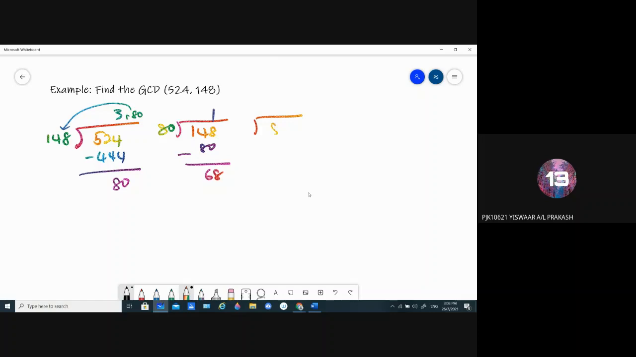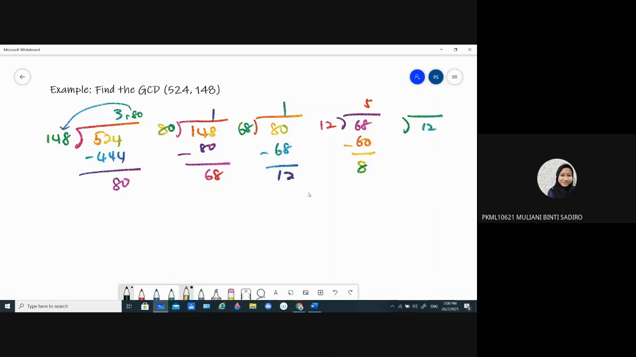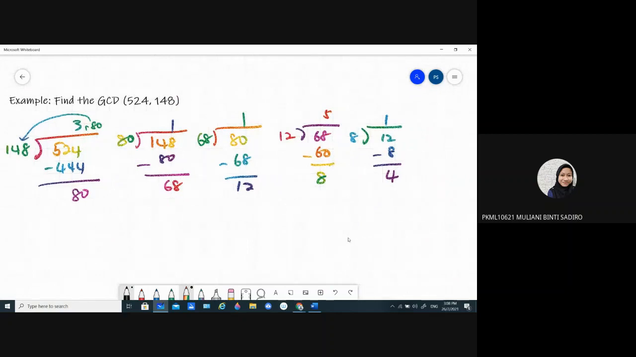148 divided by 68. 68 times 2 is 136. Remainder is 12. We keep on doing until we reach 0. So this is 68 divided by 12. 12 times 5 is 60. So we have 8 here. And then we have 12 divided by 8 is 1, remainder 4. So which means we have to do one more.